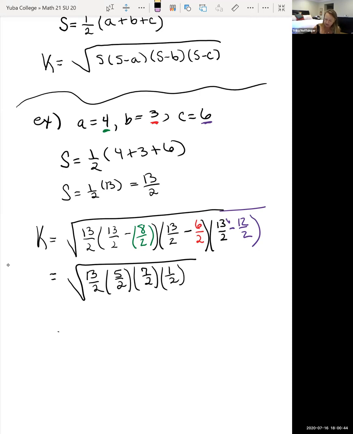So none of these have factors, so we're not going to be able to pull anything out of the numerator. But we have 13 times 5, times 7, times 1. So that's 455 in the numerator, all over, well, 2 times 2 is 4, times 2 is 8, times 2 is 16. This is the square root of 455 all over the square root of 16, which is 4.